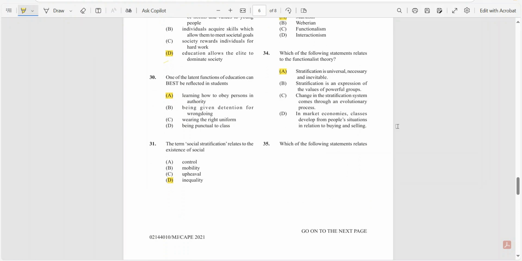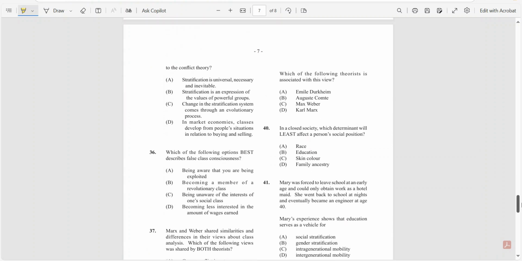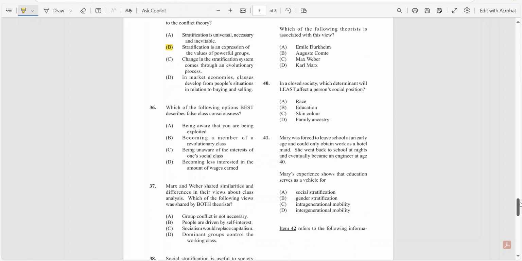Which of the following statements relates to the conflict theory? And those are the same statements that I would have just read. Alright, so for 35, the answer is B. Stratification is an expression of the values of powerful groups. That's what Marxists believe.